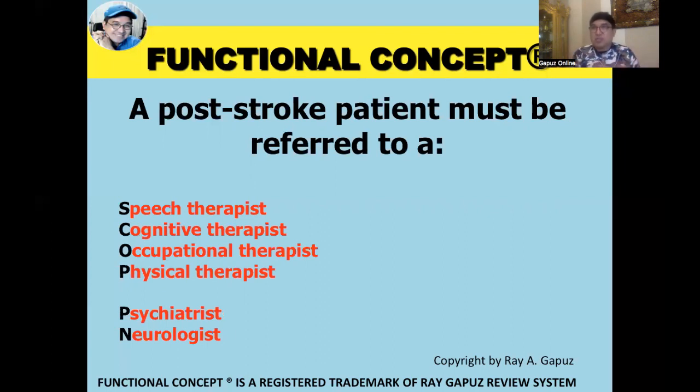Now, the occupational therapist is primarily concerned with fine motor movement, like the things that we need to master to perform activities of daily living properly. Like, for example, patients with rheumatoid arthritis who have babies need to be referred to an occupational therapist, because in rheumatoid arthritis, eventually they have swan neck deformity and ulnar drift.